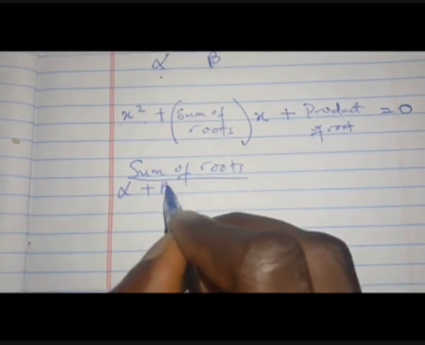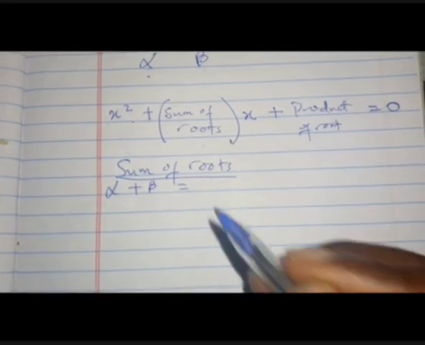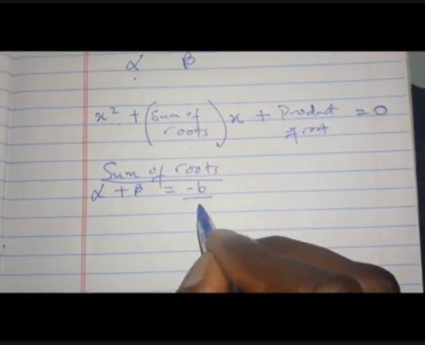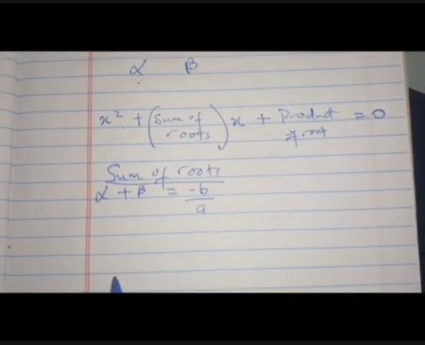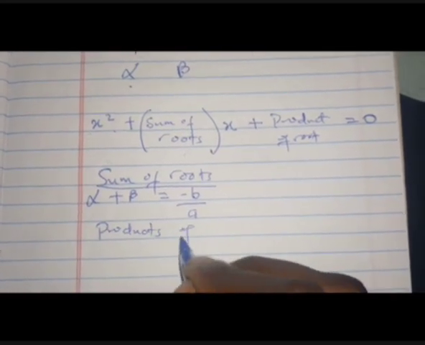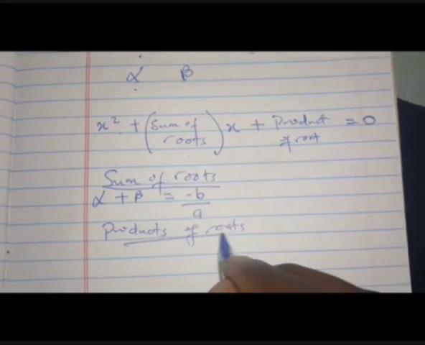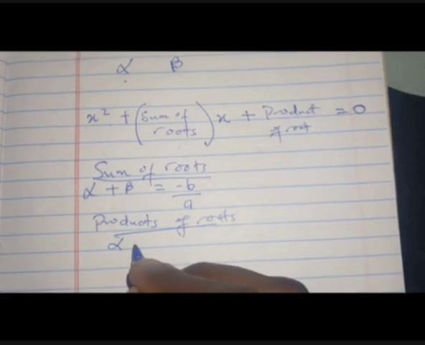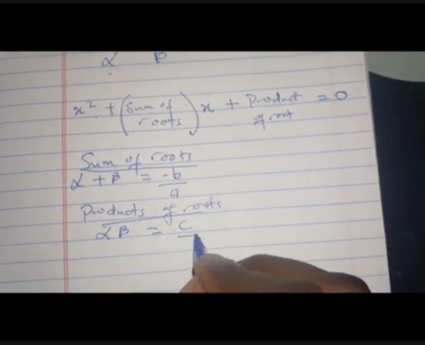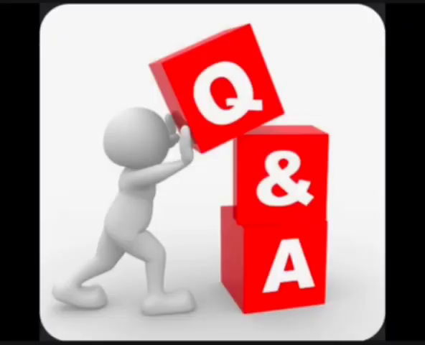So alpha plus beta is giving us minus b over a, whereas the product of roots, so the product of alpha and then beta, is giving us c over a.